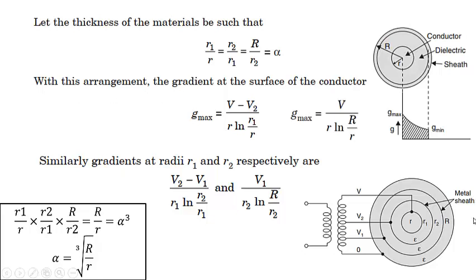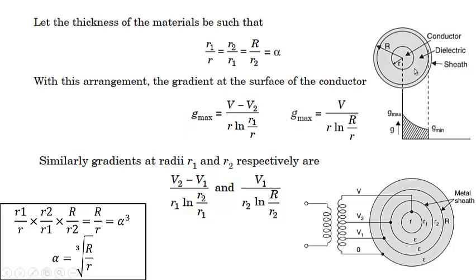So with this arrangement, the gradient at the surface of the conductor will be, we have to look at this cable as if its thickness is only from r to R1, and the voltage across this will be V minus V2. So G max in this case will be equal to V minus V2 divided by r ln of R1 by r, because we are only considering this portion, this thickness, from r to R1. That's how we get this relation.